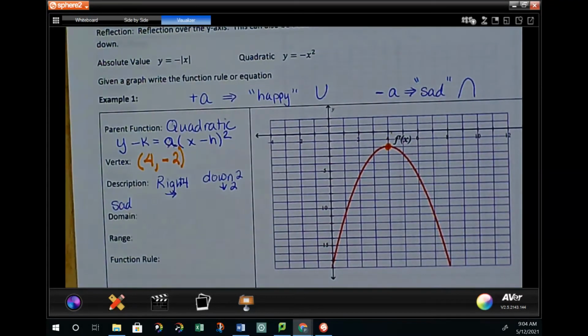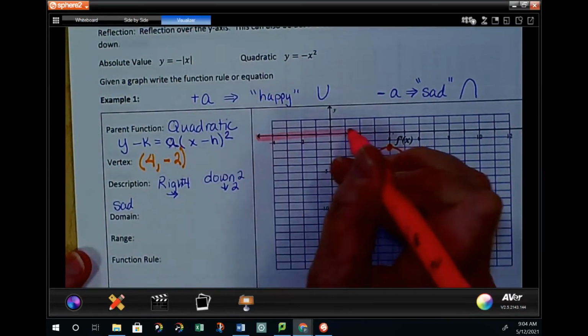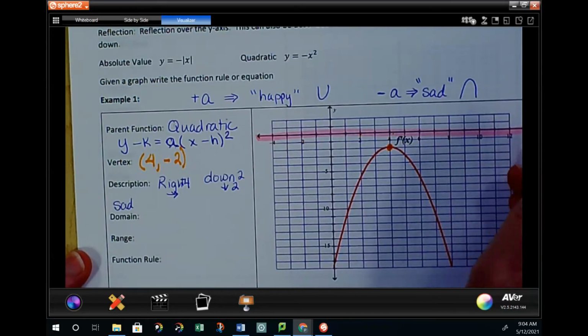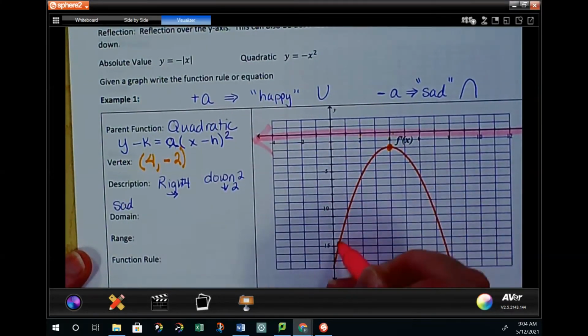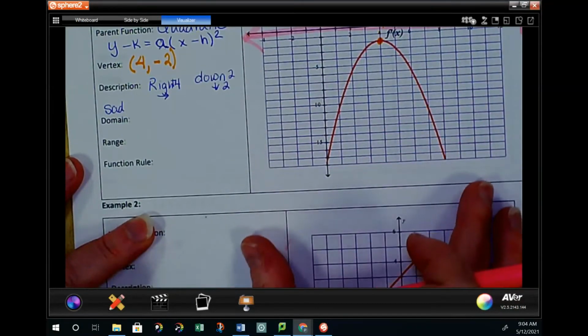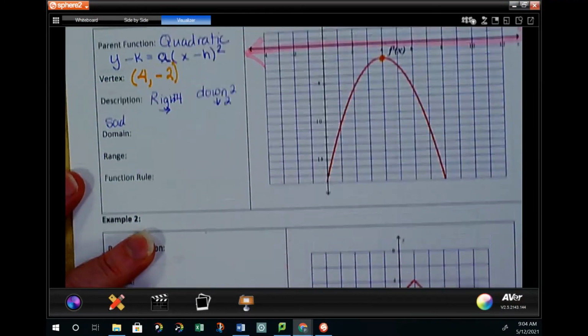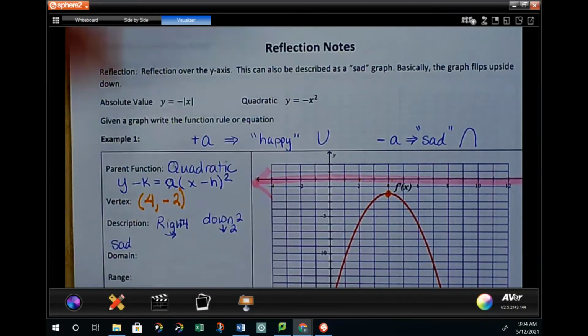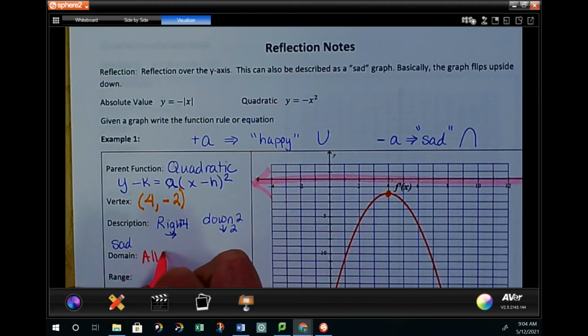So now when I go through and figure out the domain, my x values are not changing. They'll keep going because this graph can go bigger and bigger, and it can continue on down. So that's not going to change. So my value for my domain is all reals.